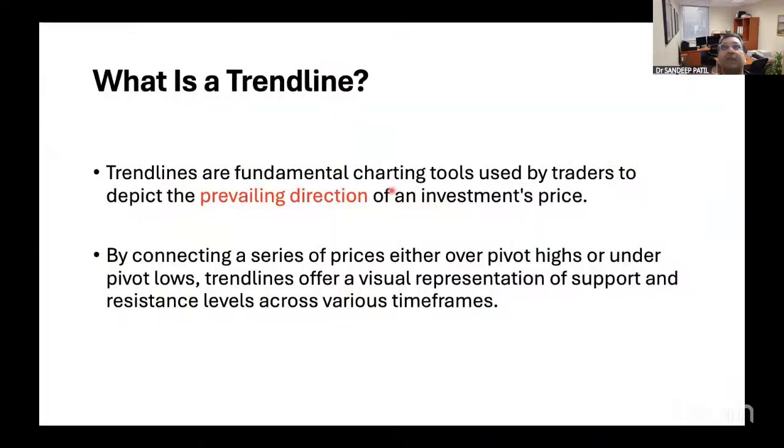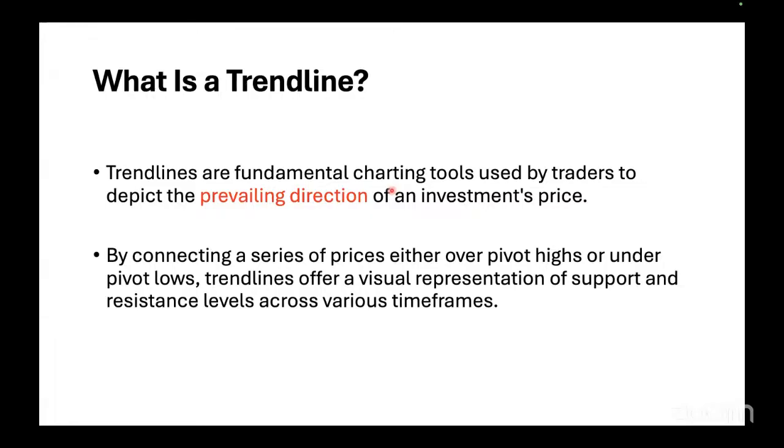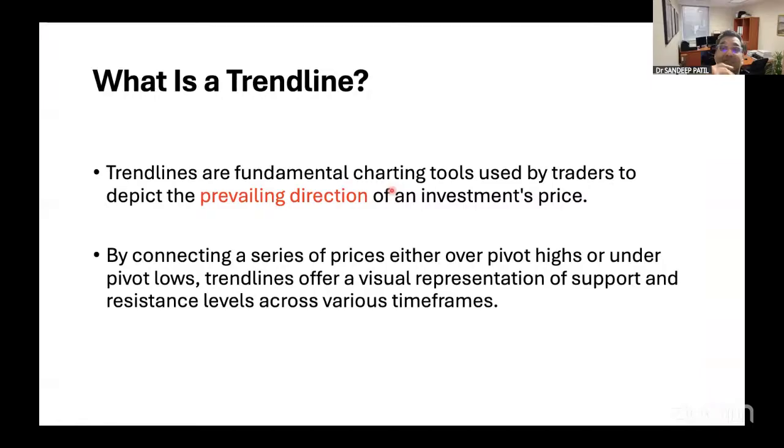So again, now looking at the price behavior from a different perspective, traders usually look at the trend line, support and resistance. That's the second part of today's talk. So what is a trend line? Trend lines are fundamental charting tools used by traders to depict the prevailing direction of a price.